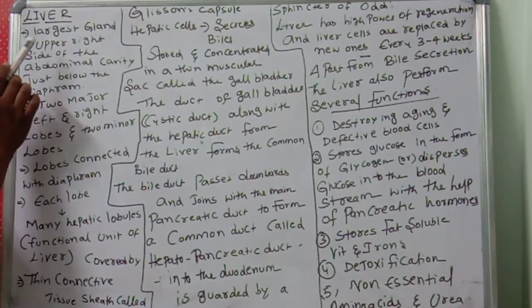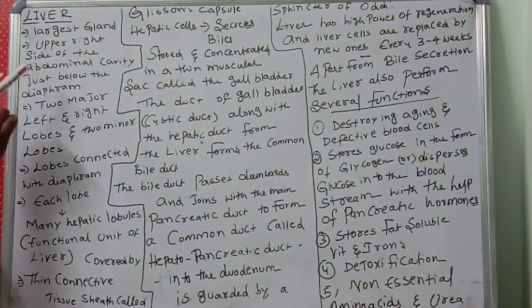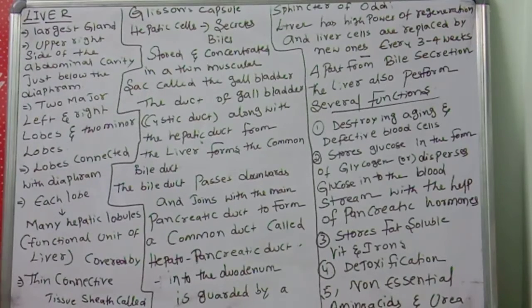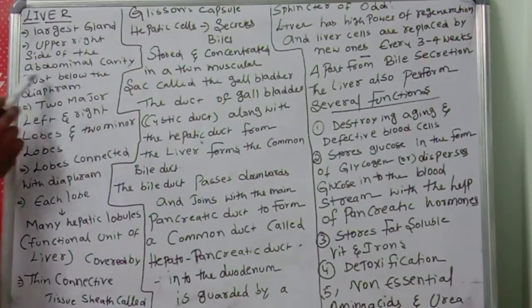You are studying about the liver from 6th, 7th class onwards, but you should learn more information about the liver, right? So it's the largest gland. It is located in the upper right side of the abdominal cavity, just below the diaphragm.